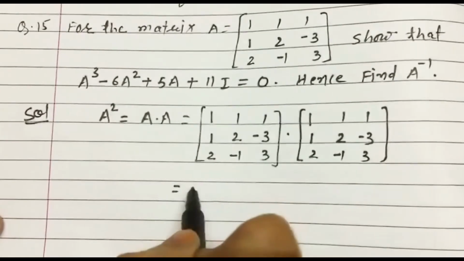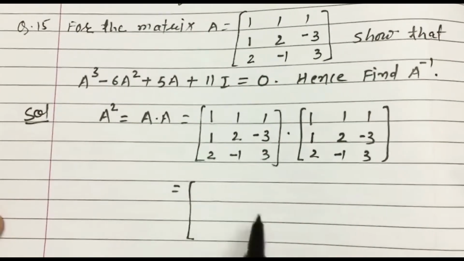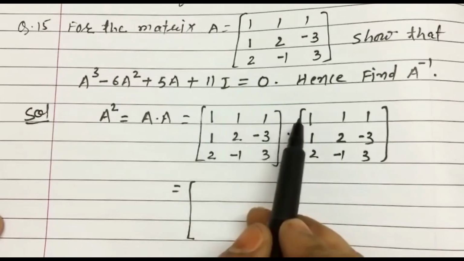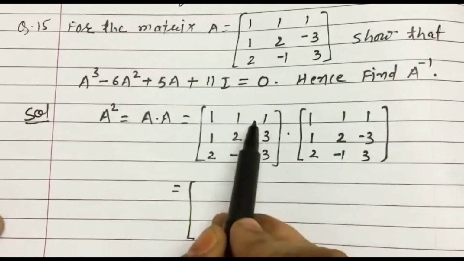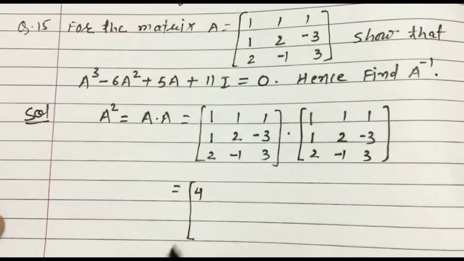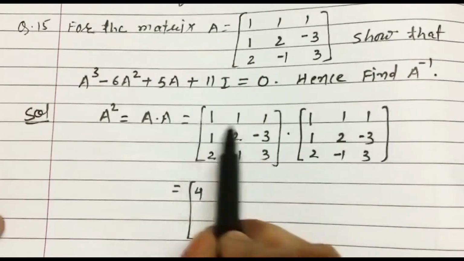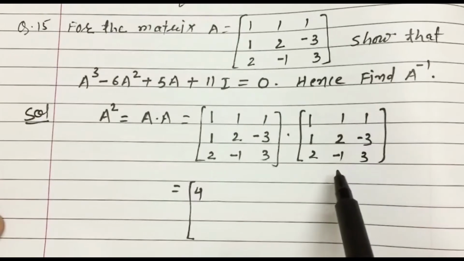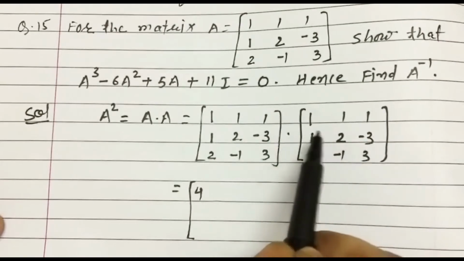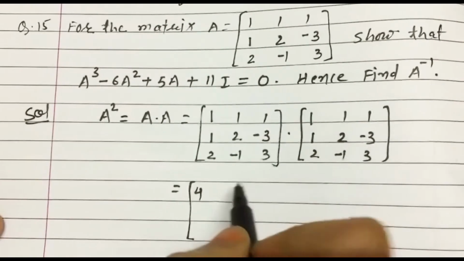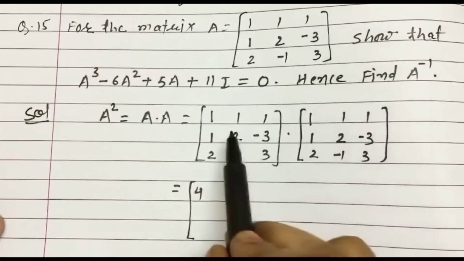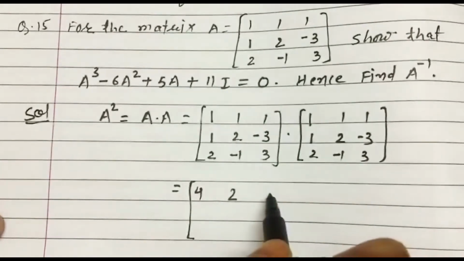Same method as I did in the previous question. First row multiply with the first column: 1 into 1, plus 1 into 1, and plus 1 into 2. So you will get 4. In the next step, same row multiply with the second column: 1 multiply with 1, it's 1, plus 1 into 2, and plus 1 into minus 1. You will get 2. Now same row multiply with the third column and the corresponding element is 1.